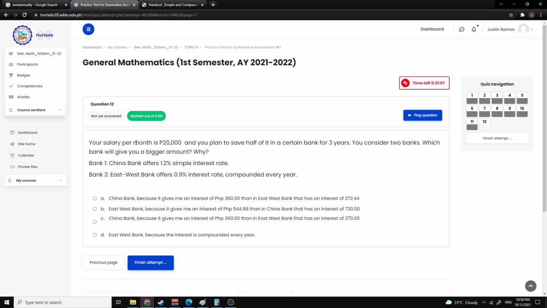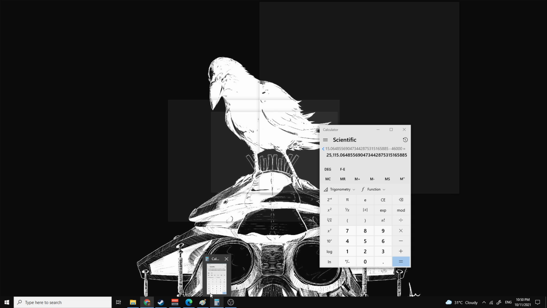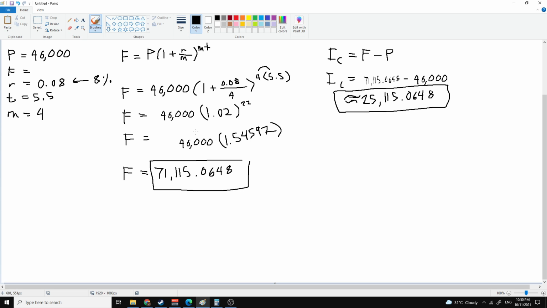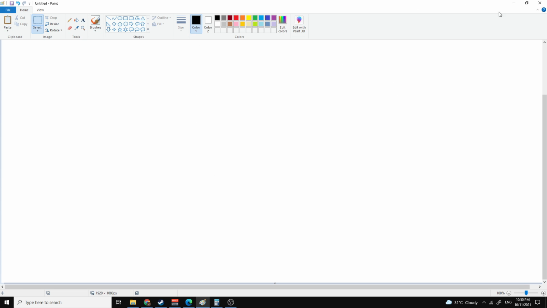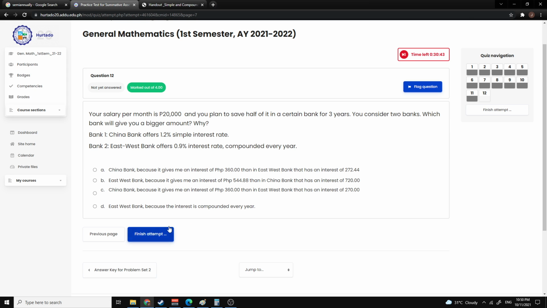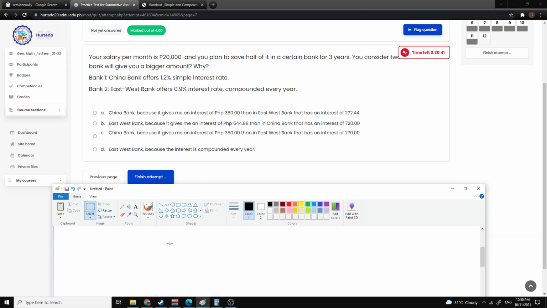Okay. So your salary per month is 20,000. You plan to save half of it. Here's that godforsaken question. If you don't read the entire thing, you're going to be screwed. So read your word problems, all right? Okay. So your salary per month is 20,000.